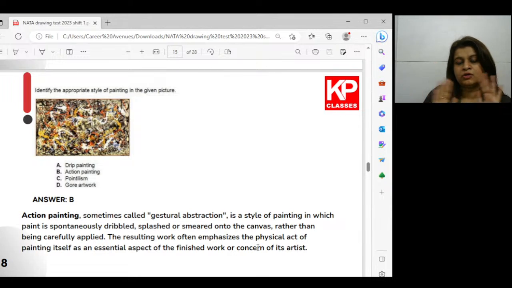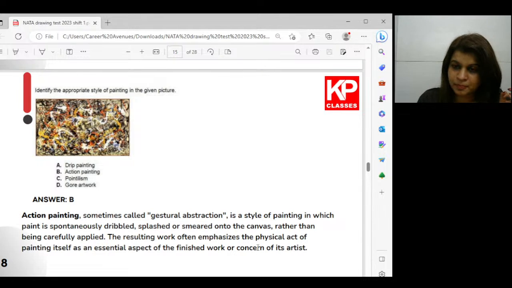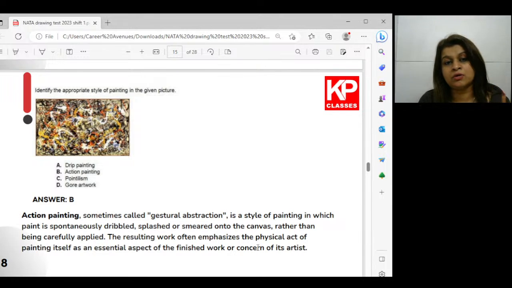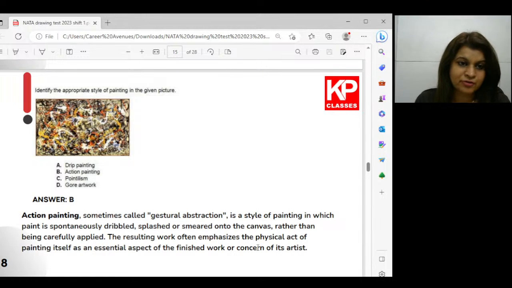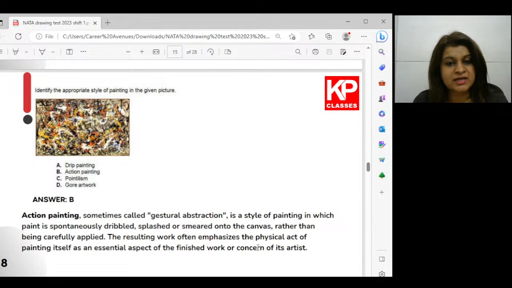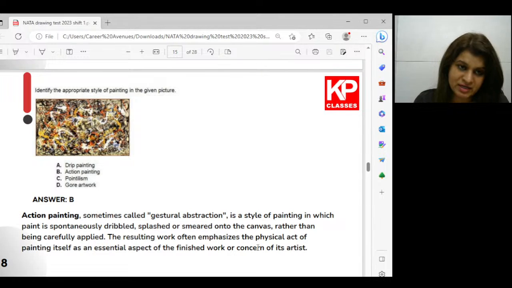So it is more to do with what sort of an action the person is doing. What is the act? Whether it's a very vigorous movement, or quick strokes, or dribbling, splashing. So it normally gives a very abstract sort of outcome. Okay, the outcome is not very specific. It's not like you are painting a flower or a portrait where you have to take care of how you are applying the color and how the light is forming or what sort of texture you have to make. Here it is more fun, more spontaneous, and the result is very, very abstract.